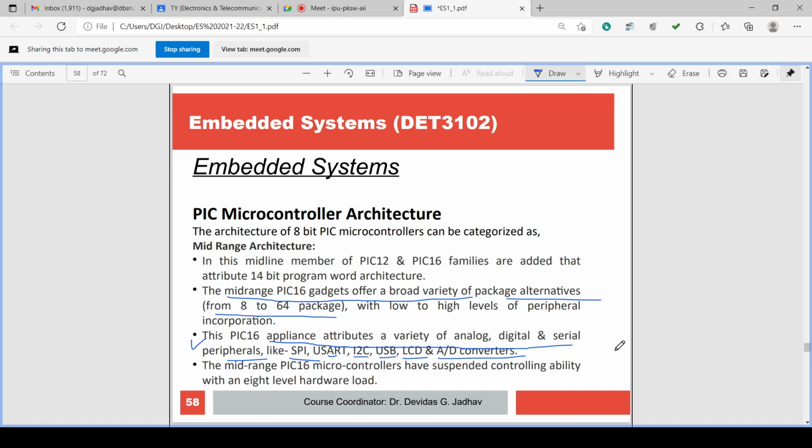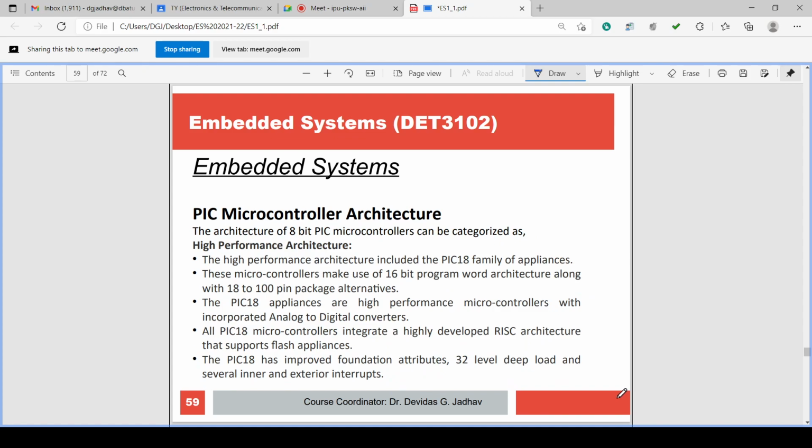SPI, UART, I2C, USB, LCD, AD converters. The mid-range PIC16 microcontrollers have suspended controlling ability with an 8 level hardware stack.